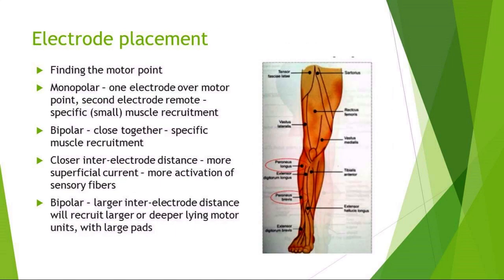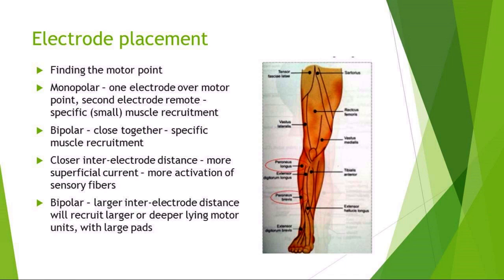So for electrode placement, we want to find a motor point. The motor point is where the nerve enters the muscle. There's not a thing like the carpenters use, like a stud finder to find where to put the nails in. There's no such thing for motor points. You have to do it by trial and error. So if you've got electrodes on where you think the motor points might be, and you're not getting good muscle contraction, you may have to move your electrode to find that motor point.